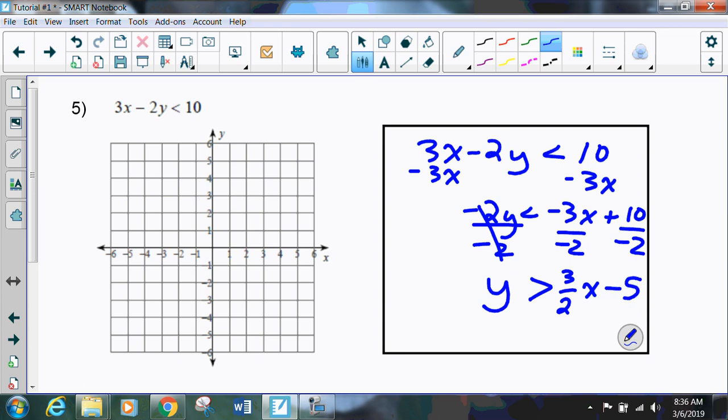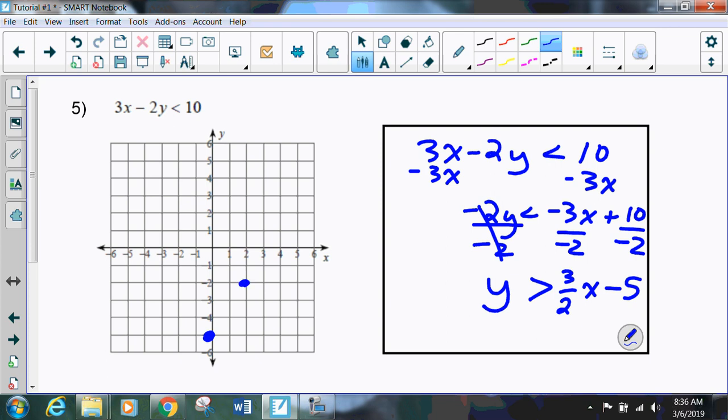And now that we've rearranged our inequality that was in standard form into this form where we can see the y-intercept and the slope, it's just easier to graph, right? So our first point that we're going to graph is our -5. And then we're going to use our slope, up 3, 1, 2, 3, over 2. We have our 2 points.